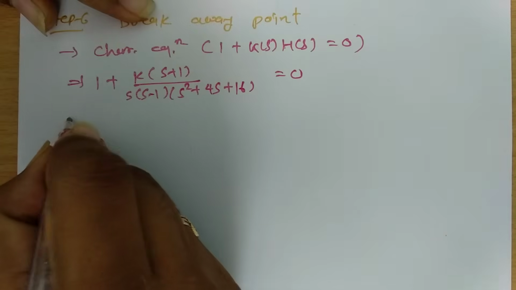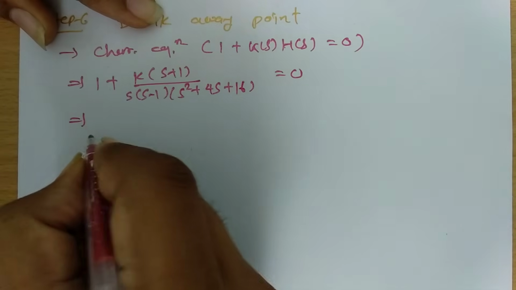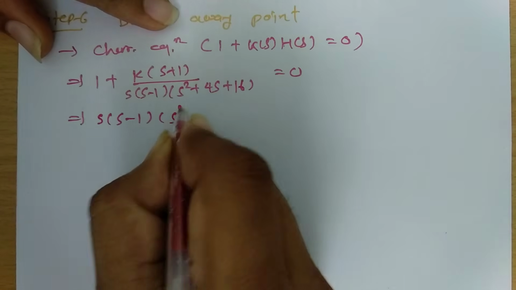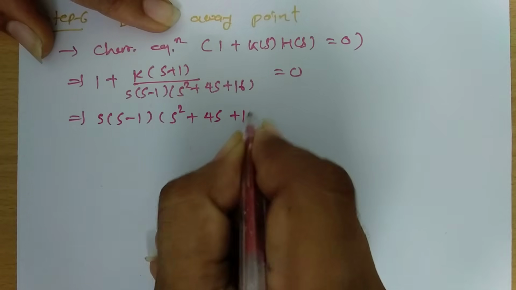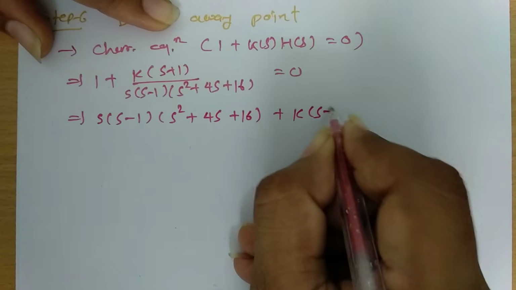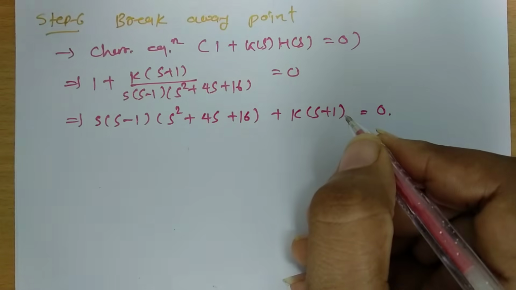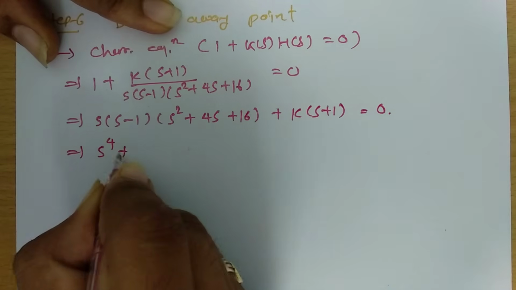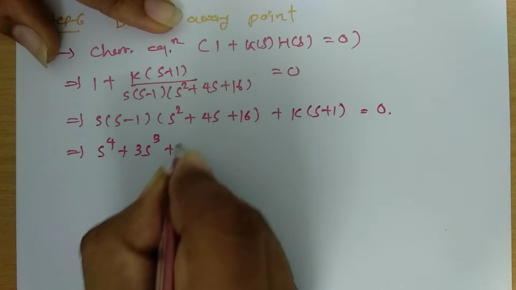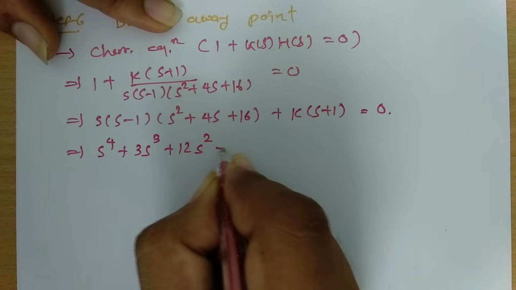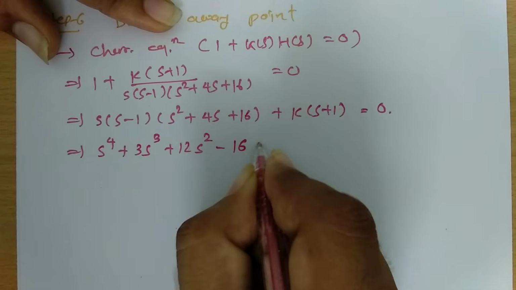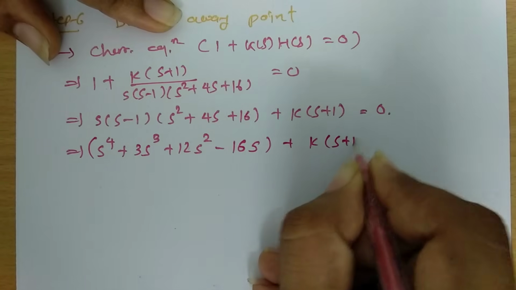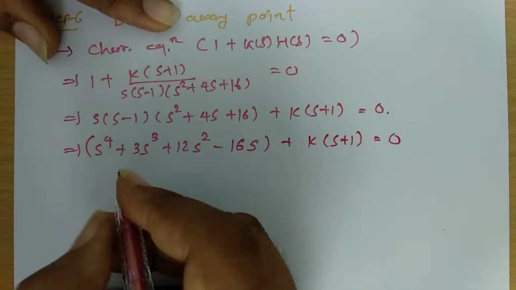Now let us simplify this. So this will be s into (s minus 1) into (s square plus 4s plus 16) plus K into (s plus 1) equals 0. So this has to be s raised to 4 plus 3s cube plus 12s square minus 16s plus K into (s plus 1) equals 0.